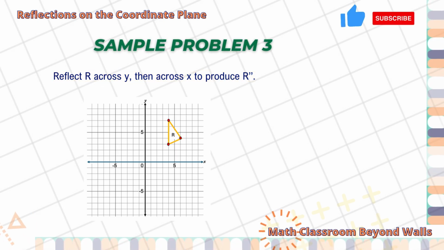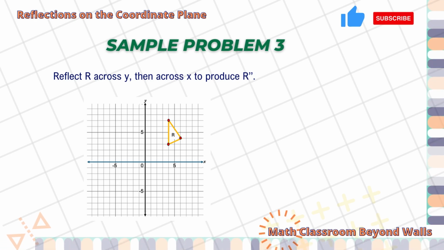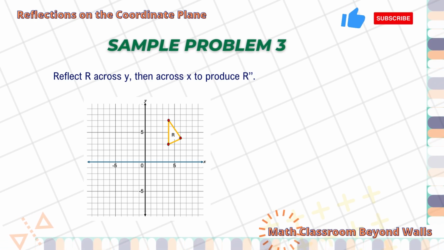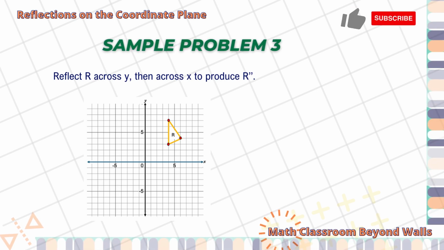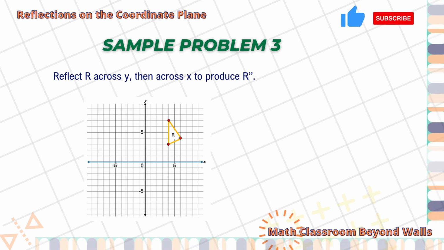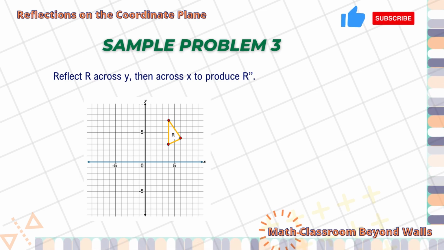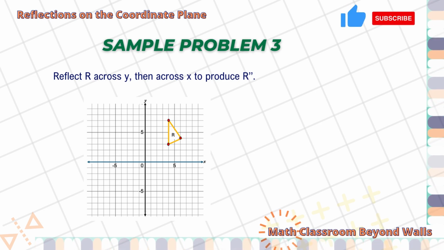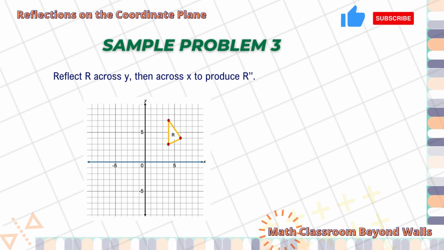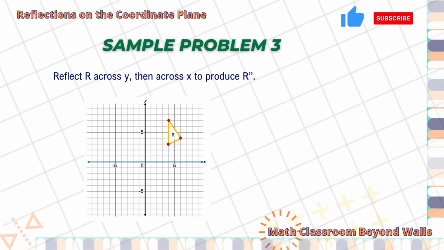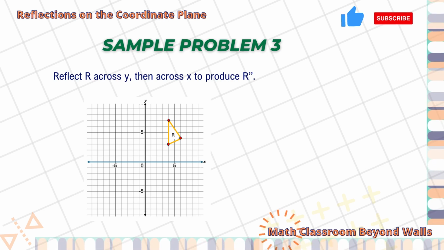How do we answer the question? Do we understand what is being asked in the problem? How many reflections are to take place here? Right, there are two reflections. First is a reflection across the y-axis producing R prime, and then R prime, the image, will again undergo a reflection across the x-axis to produce R double prime, the final image.